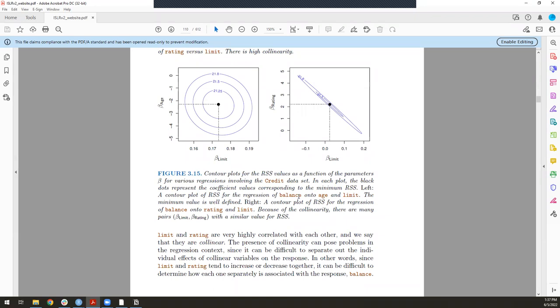But I think he was talking about that very last sentence, right? It says, because of the collinearity, there are many pairs of beta limit, beta rating with a similar value for the residual sum of squares. That's that long trench. So that's what drives the error up, I guess.